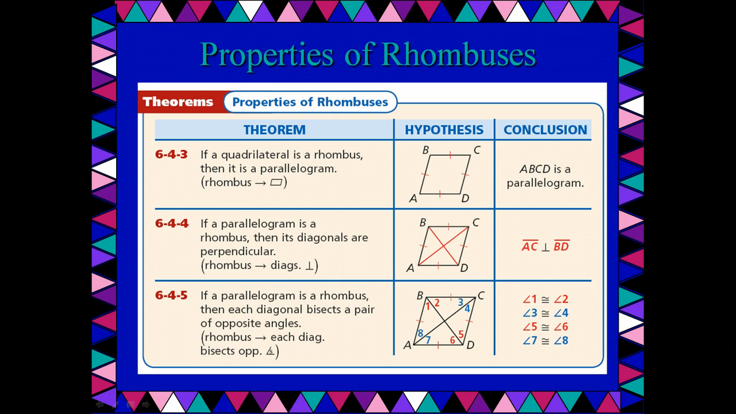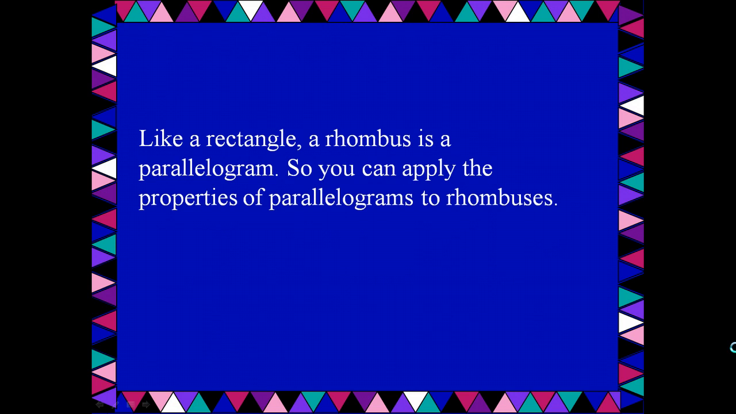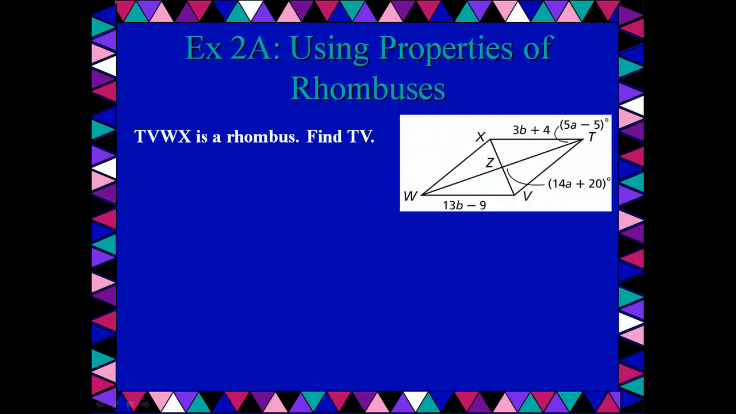You can also look at these because you have parallel lines that 3 and 7 would be alternate interior angles, 4 and 8 are alternate interior angles and thus congruent, 1 and 5, and then 2 and 6. Like a rectangle, a rhombus is a parallelogram, so all of those properties of parallelograms apply to rhombuses just like they do to rectangles. So let's solve some problems.